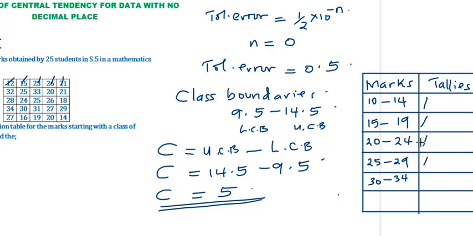21 is a value that belongs to that class. 32 belongs here. 25 belongs there. 33 belongs here. 20 is a value that belongs in that class. 21 belongs in this class here. 28 belongs there. 24, we make a band of 5 here. 25 we have there.